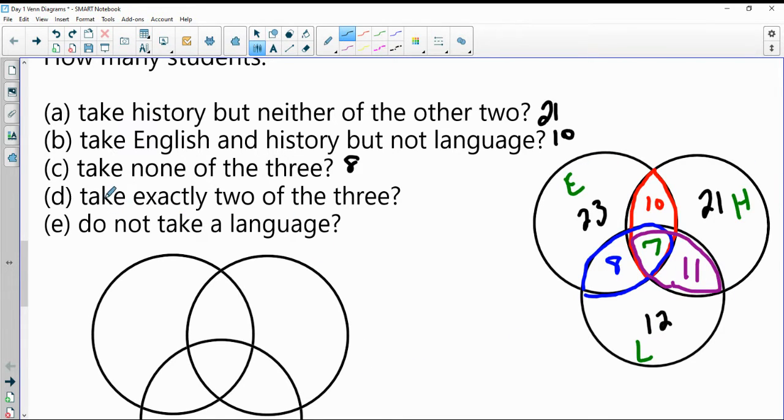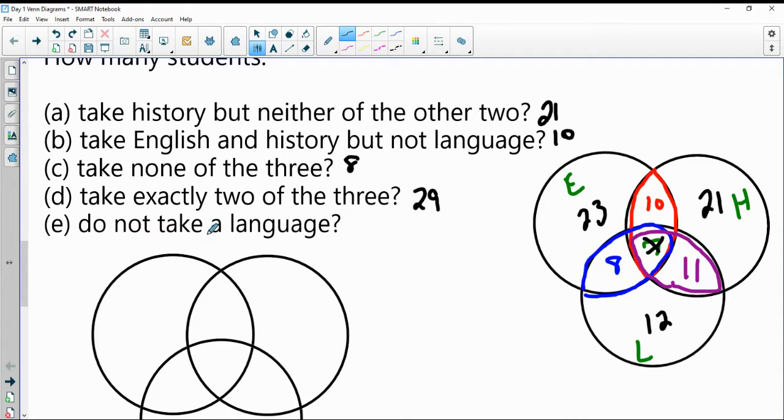And then it says which kids are taking exactly 2 of the 3. So if we're talking 2 of the 3, at least 2 of the 3, that's all of this in here. Because it says exactly 2, so we don't want these ones because it says exactly. So if we're taking exactly, we want the 8, the 10, and the 11. So 18 and 11 is going to give you 29.